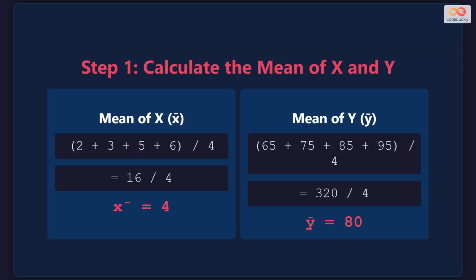First, we need to find the average, or mean, of our x and y values. To find the mean of x, we add up all the study hours and divide by the number of students. This gives us an x bar of 4. We do the same for the exam scores, which gives us a y bar of 80.